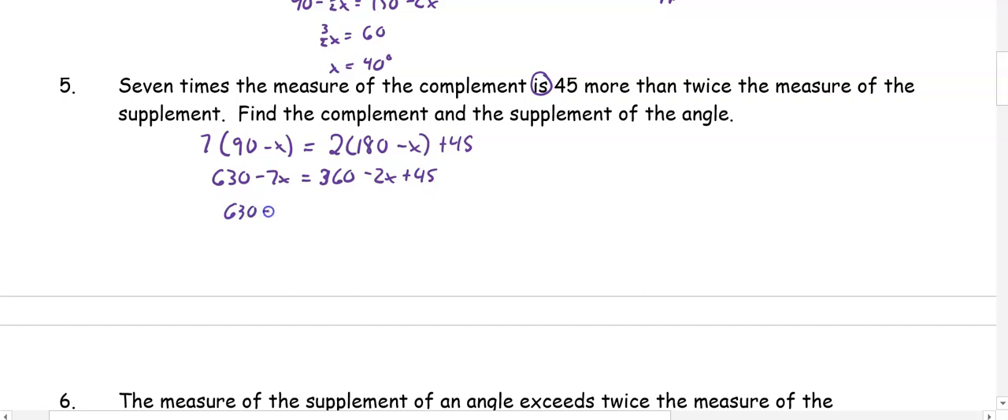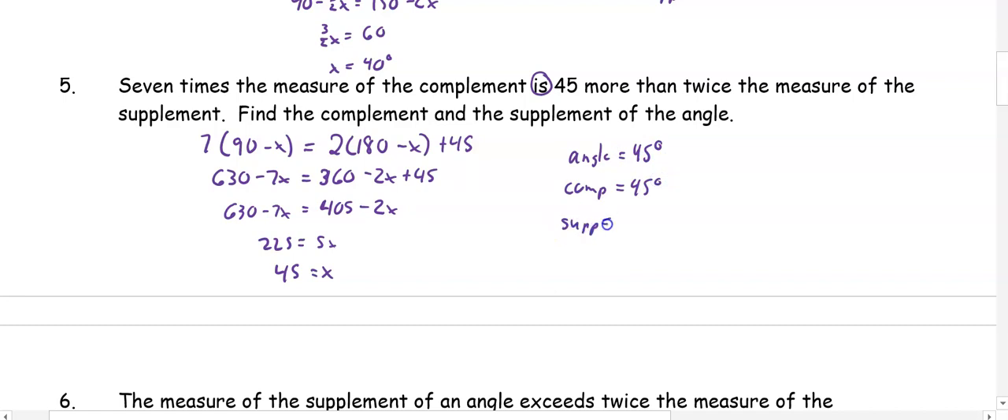When we combine like terms, 630 minus 7x is equal to 405 minus 2x. As we move our x and our number to the other side, we get 225 is equal to 5x. So when we divide, x is 45. So now we know our angle is 45. Our complement is 90 minus the angle, which is also 45. And our supplement is 180 minus 45, which is 135.